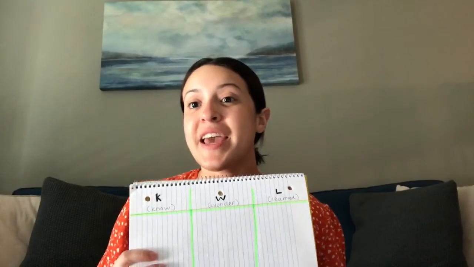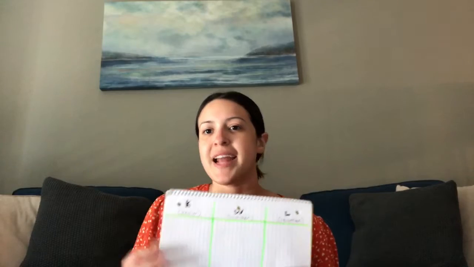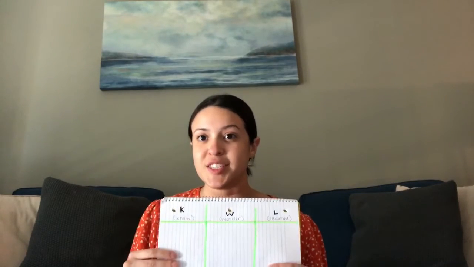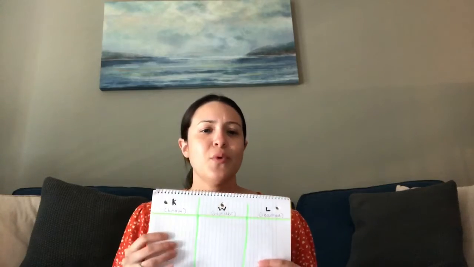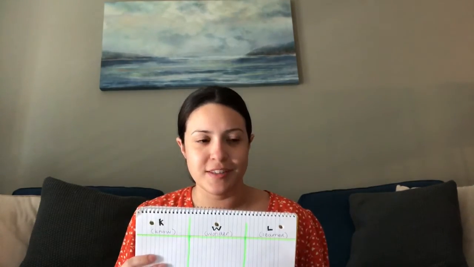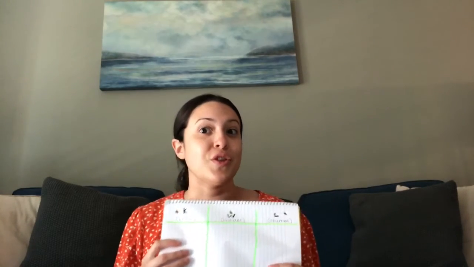Now that everyone has their KWL chart made, I'm going to go ahead and ask you guys a few questions. And I want you to write down if you know the answers in the K, if you wonder about the answers in the W. So, what is a natural resource? What is the difference between renewable and non-renewable resources? Do you know what the 3 R's in conservation are? And what are some examples of items that can be recycled?